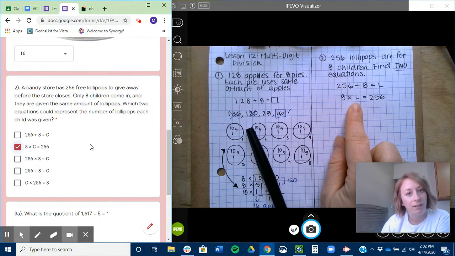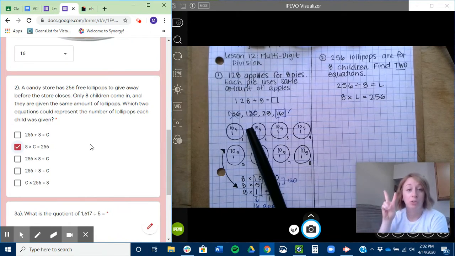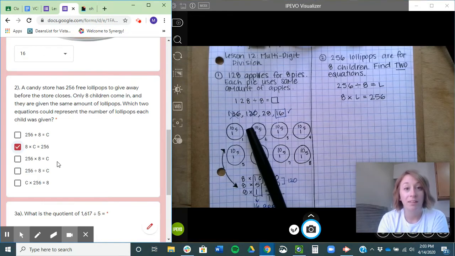Are we done? You're right, we are not done. The question asks us to find two equations. So let's find the other equation. The next answer choice is 256 times 8 equals C. Is that correct? No. The fourth answer choice is 256 divided by 8 equals C. Is that one correct? Of course. Nice job. We have found two equations that match the story.